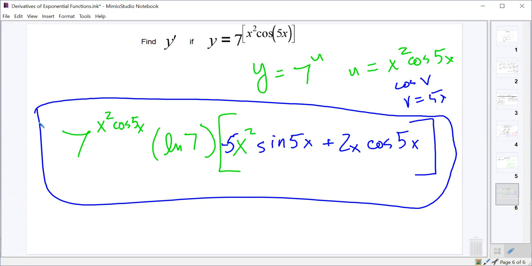Everybody good there? Where did the negative 5 coefficient come from? This negative 5 right here. Yeah. So the negative came from the derivative of the cosine of v, that's negative sine of v. Oh. And then the 5 came from the derivative of the v. Does that make sense? Yeah. Cool. Any other questions?